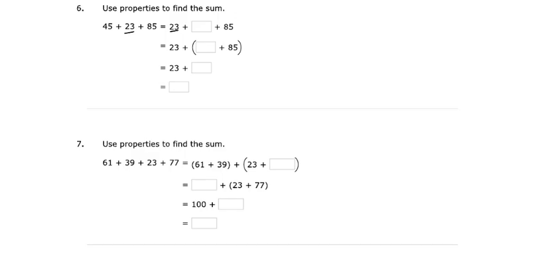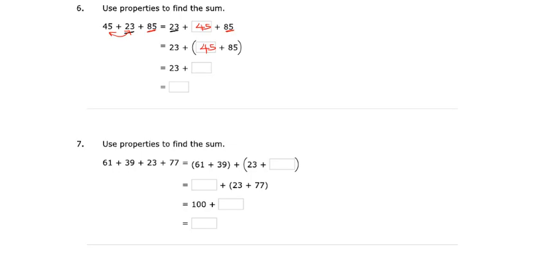85, this is 85. So what they have actually done is to use the principle of, what do we call it, commutativity, to swap between 45 and 23. So if this is 23, then 45 will be here. And in this case, it's still the same 45 that is here.